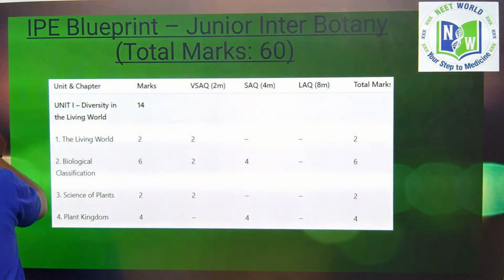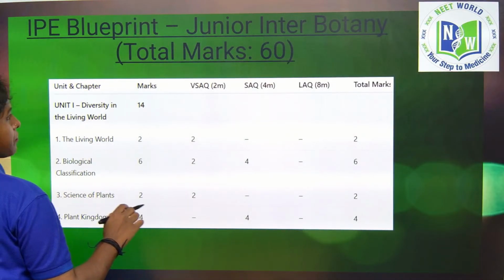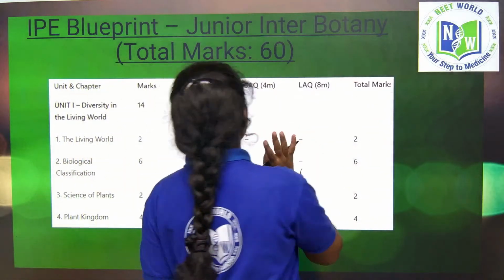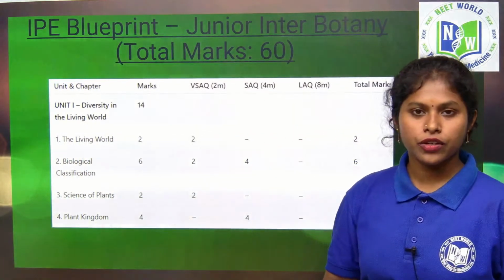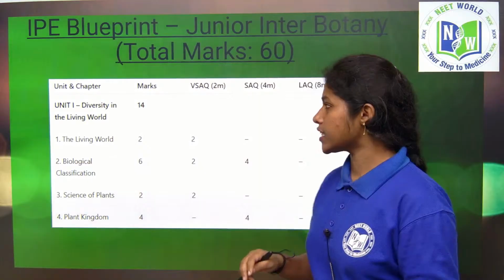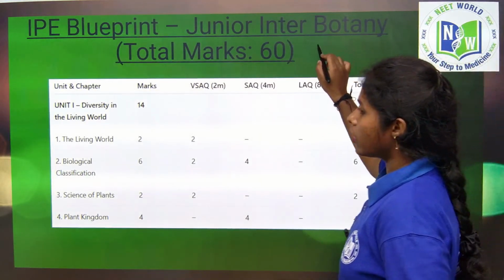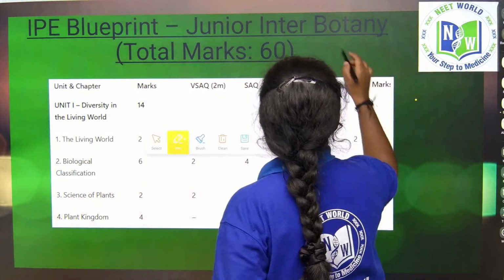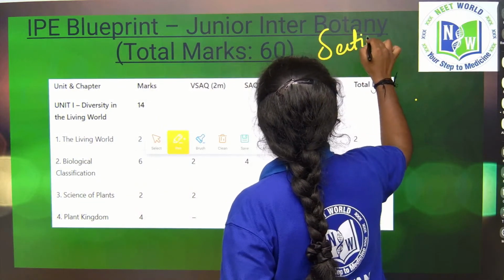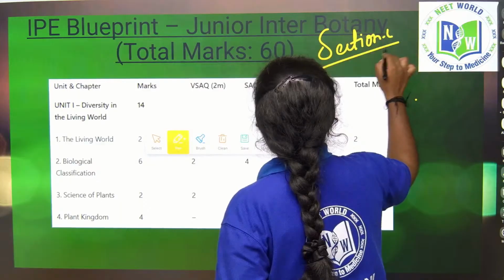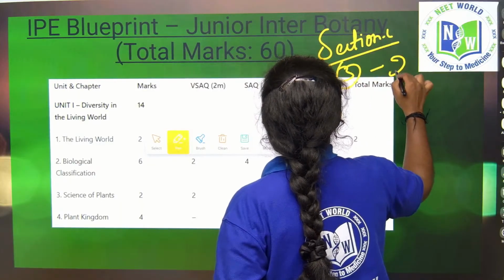First we will come to the long answer type of questions. Long answer type questions carry 8 marks each. In section C they will give 3, and out of 3 I have to write 2, right.